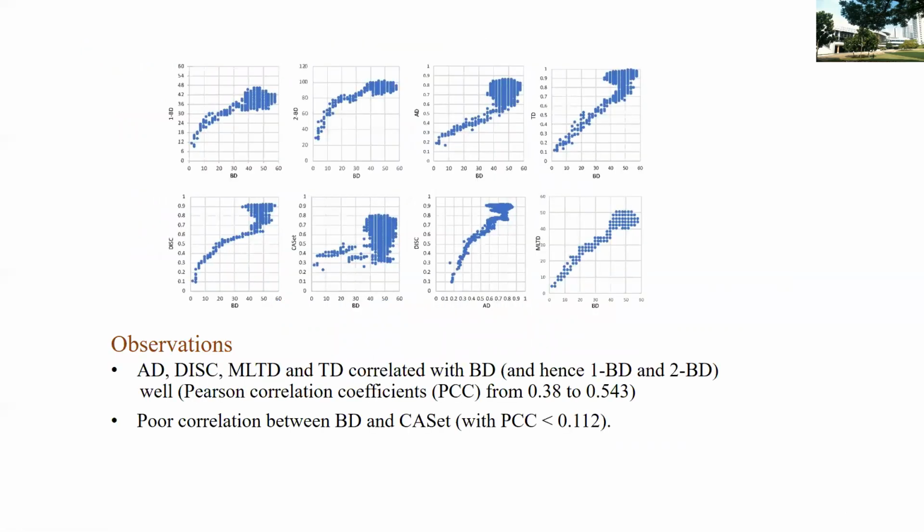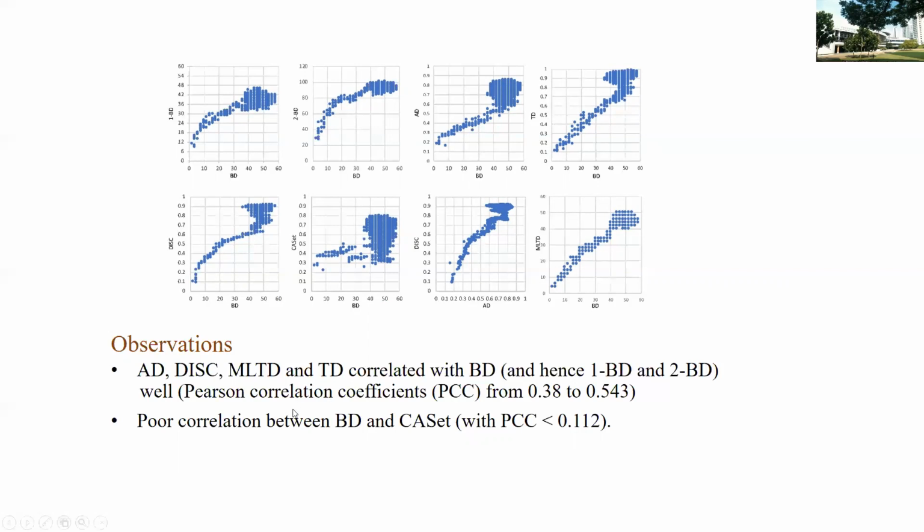This is the dot plot of distances from T0 to the other trees for each pair of distance measures. The first 2 graphs, this one and this one, show the correlation of 1 bulk distance and 2 bulk distance. The other graphs, except this one, show the correlation of bulk distance and the other distance measures.